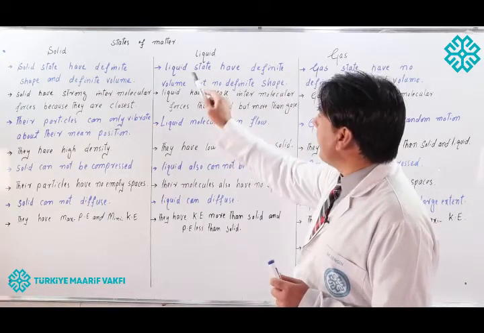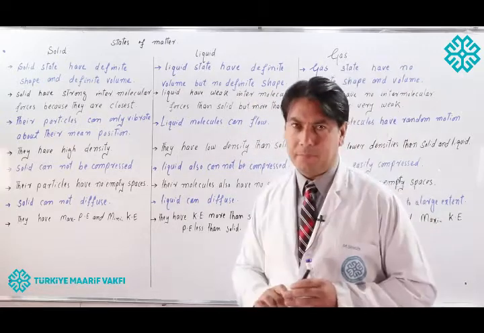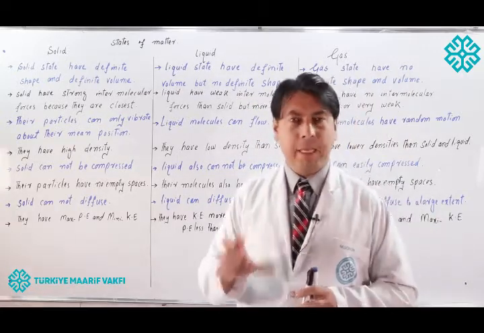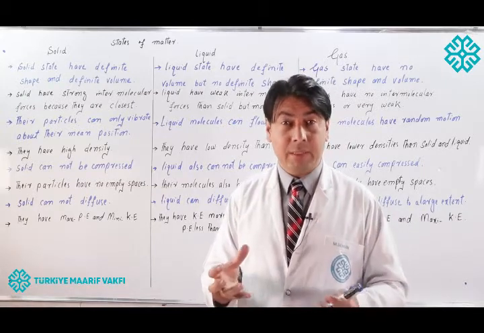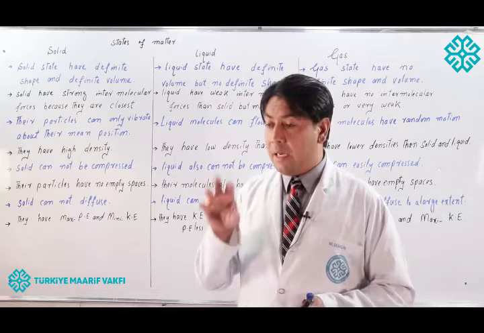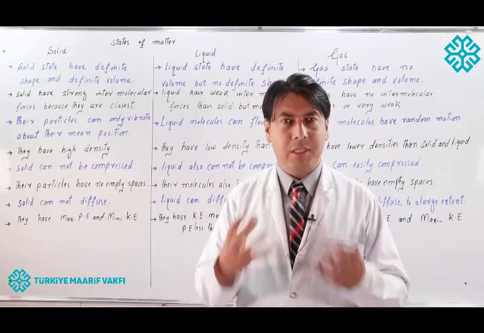Liquid state has definite volume but no definite shape. We know liquid has definite volume but no definite shape. Why does the liquid have no definite shape? Because it can adopt the shape of the container.